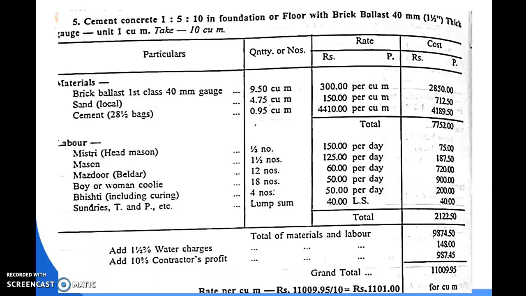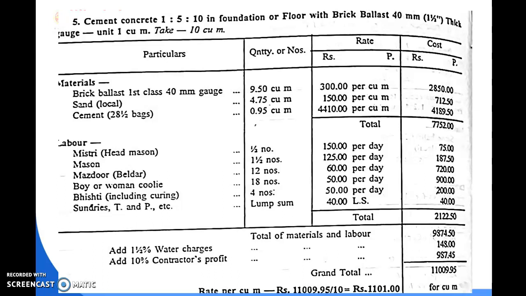Okay, so here the ratio is given as 1:5:10. We know that for 10 cubic meters of cement concrete, the ratio is 1:5:10. The ballast requirement is 9.5 cubic, the sand requirement is 4.75 cubic, and the cement requirement is 28.5 bags, or we also write here 0.95 cubic. Okay, it is the quantity.